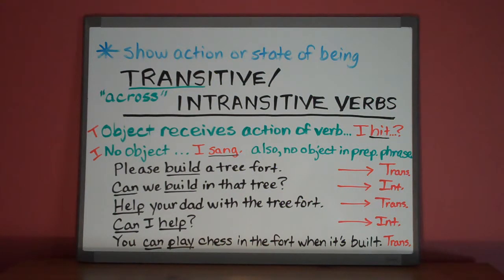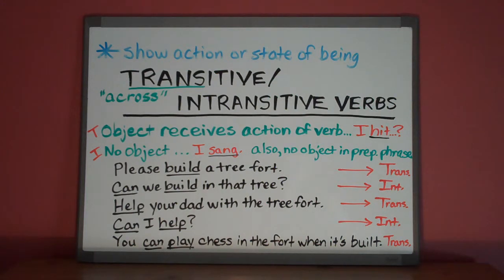The first example on the whiteboard is, please build a tree fort. Build would be a transitive verb. Why? Because the verb build has an object. It carries across to the object, a tree fort. Can we build in that tree would be intransitive. Why? Because what follows the verb phrase can build is a prepositional phrase, in that tree, which is not a direct object of the sentence. Don't confuse objects of prepositional phrases with objects of verbs.